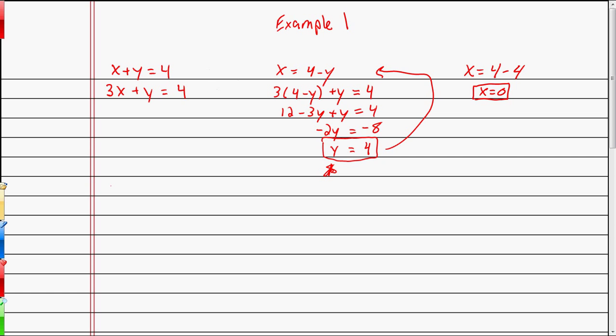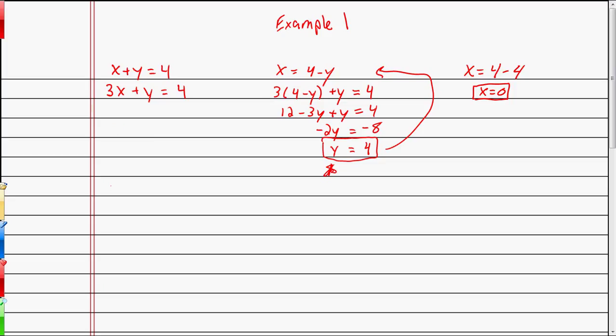You can always say, all right, if x is 0 and y is 4, is this first equation satisfied? It sure is. And then if you go to the second equation and you let x equal 0 and y equal 4, again, those values satisfy the equation. So we actually found a solution to our system.